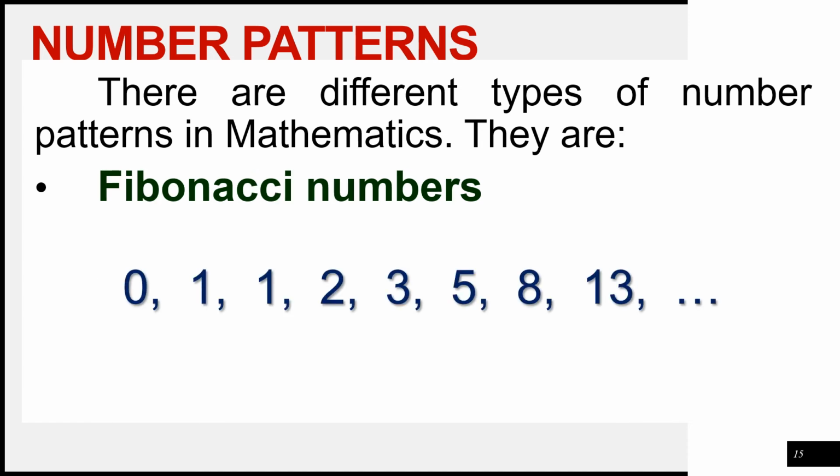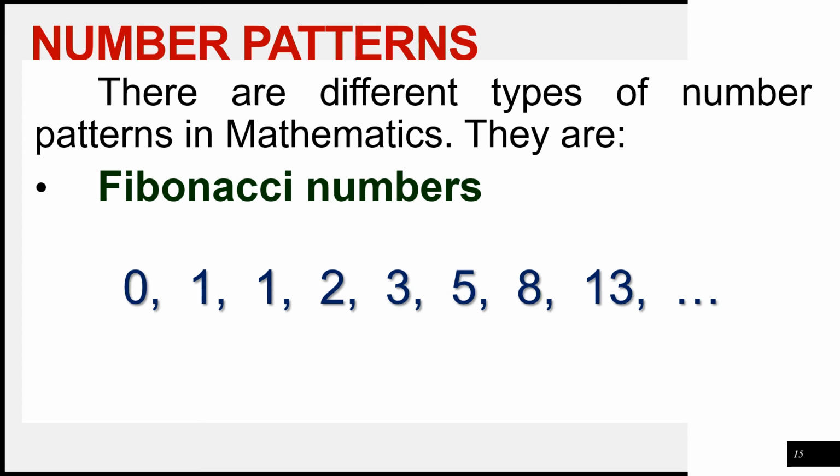And finally, the last type of number patterns are the Fibonacci numbers. These numbers are a series of numbers wherein the next number can be found by adding up the two numbers before it. These are the numbers: 0, 1, 1, 2, 3, 5, 8, and 13. How did you get these numbers?